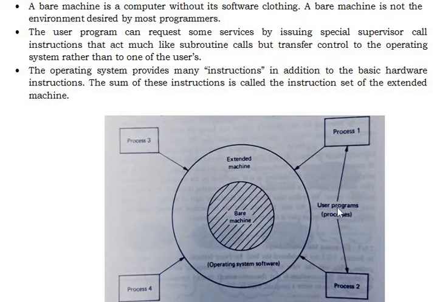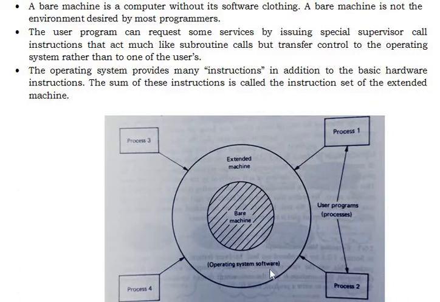The supervisor call instruction acts like a subroutine call, but it transfers control to the operating system rather than to another part of the user program. A subroutine is a program within a program. The request for some services from the supervisor call transfers control to the operating system. It does not transfer to the other users' processes. The operating system takes direct control in the transfer.